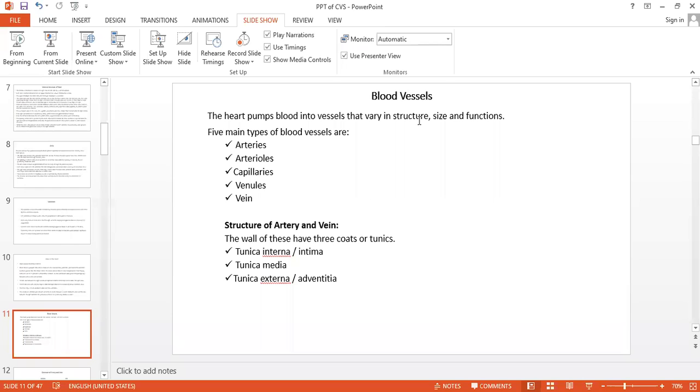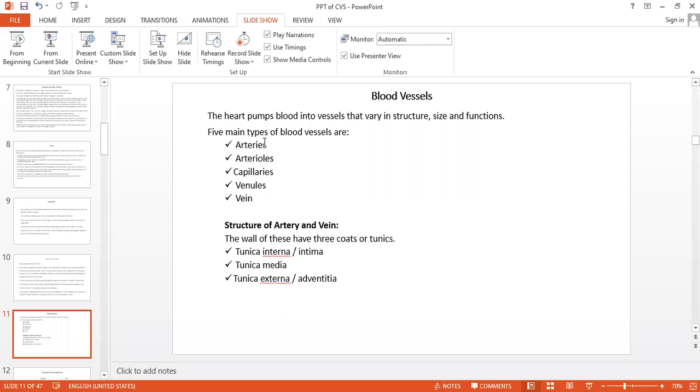Now we will see here the blood vessels. My screen is visible? Yes. Okay. Now see here the blood vessels. The heart pumps the blood into the vessels. Now, five main types of blood vessels are there. Which are those? Arteries, arterioles, capillaries, venules, veins.